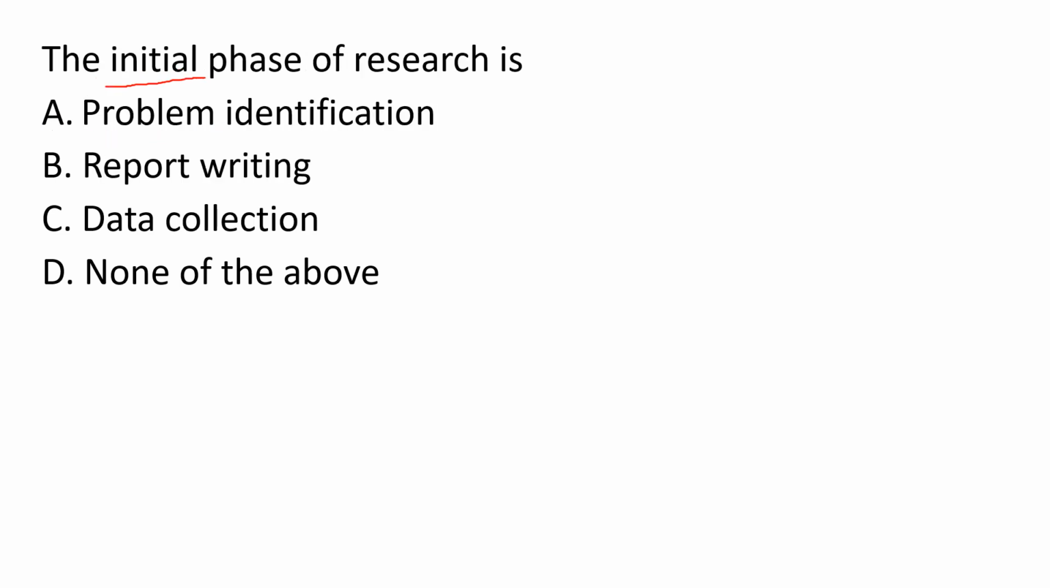The initial phase of research is. So here in this question they ask you the initial step or initial phase of the research, for which the first option is problem identification, second one is report writing, third one is data collection, and the last one is none of the above. Okay, so the problem identification, the first step, is to develop a clear and precise understanding about the research problem. To permit the effective conduct of the research process, it is important to analyze the problem to conduct the research effectively.